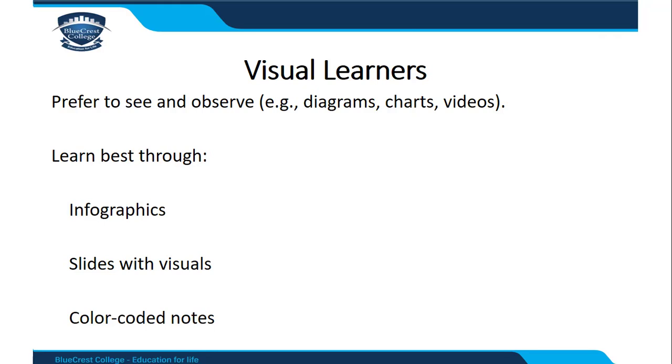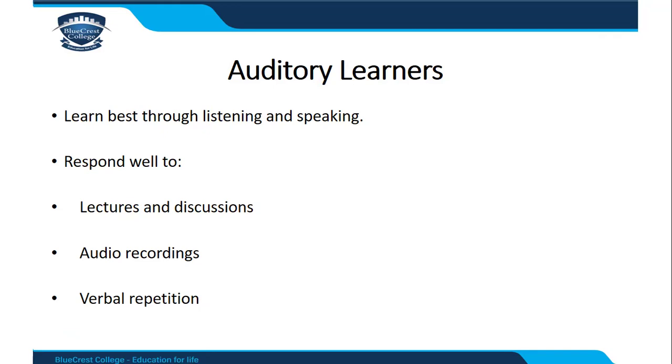So visual learners learn best through infographics. They learn with slides, right? And then they also can learn with color-coded notes. So sometimes you see notes and you have red fonts, blue fonts, black fonts. All of those are to help them, the visual learners, to learn. Okay. So visual learners are learners who prefer to see and observe. All right. And they learn through infographics, with slides that have pictures, videos, and then they also can learn through color-coded notes.